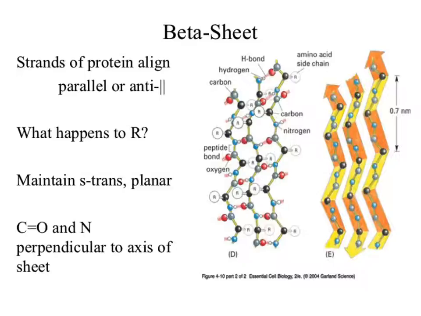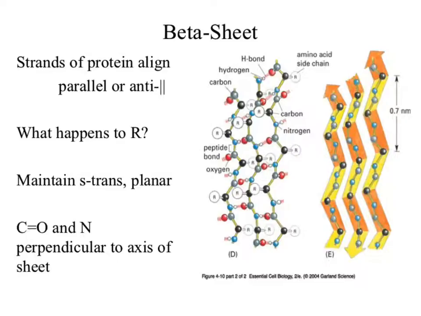There's 2 formats to this. We can run parallel strands or we can run anti-parallel strands. Because remember, our proteins have a direction. That direction runs amine to acid. So depending on which direction those strands align, either amine to acid or acid to amine, I can get parallel or anti-parallel sheets. And we've got an image for that in a second.